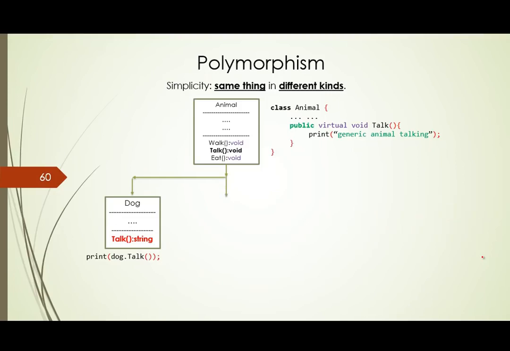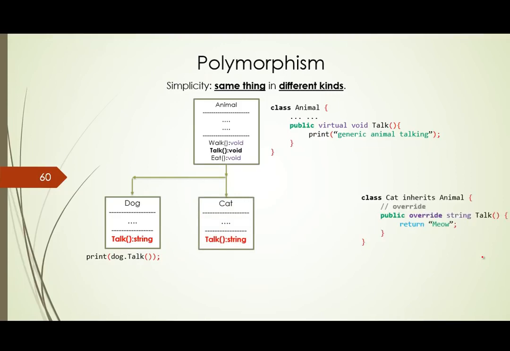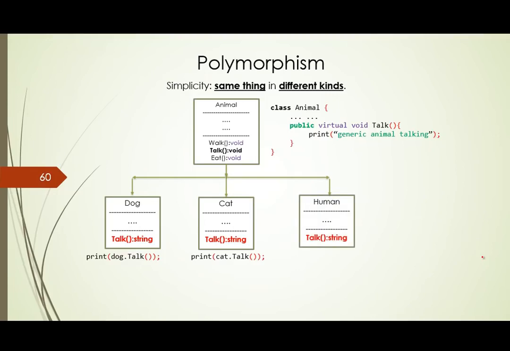Let's say we have another class called cat, and we want its behavior to say meow. So we're overriding the talk method in the cat class, and it's very simple and straightforward. I don't think it would be a problem to understand. When you call cat.talk, it will say meow. Let's say you have human. When humans talk, they say hello. That's it. It's pretty straightforward.